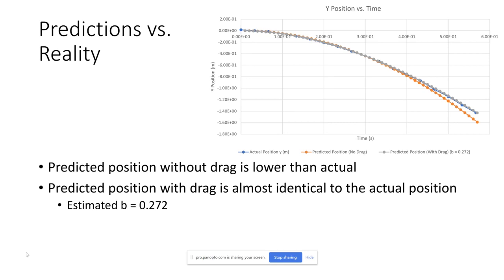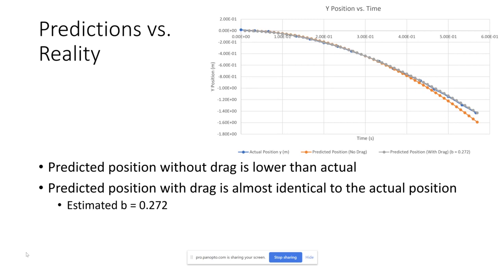There is also, as you can see, the blue and gray lines are almost identical to the actual position. I had to do some trial and error to figure out the approximate B value, and I estimated it to be 0.272. However, you can see there's still some deviation between those two lines.